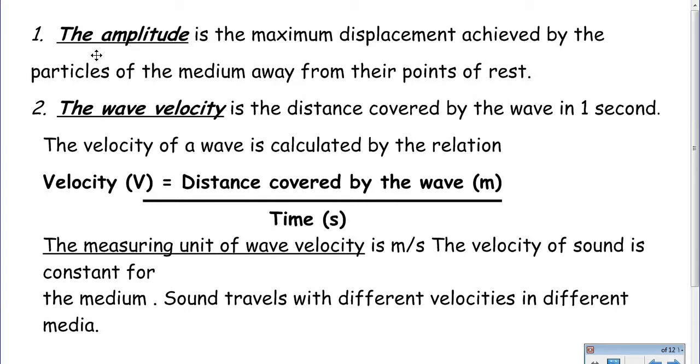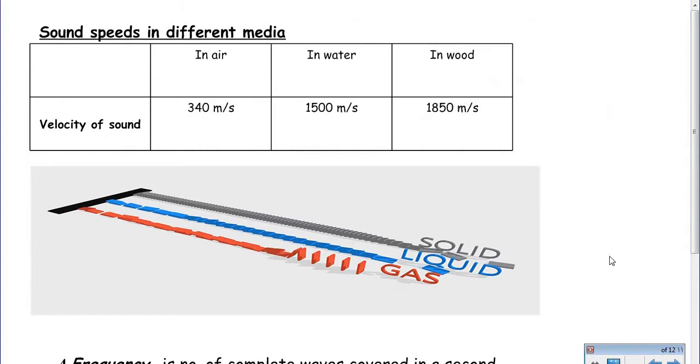The third concept is the wave velocity. This is the distance covered by the wave in 1 second. So velocity equals the distance covered by the wave in meters divided by time in seconds, and the measuring unit of wave velocity is meter per second. The velocity of sound is constant for a given medium, so sound travels with different velocities in different media, as we see now.